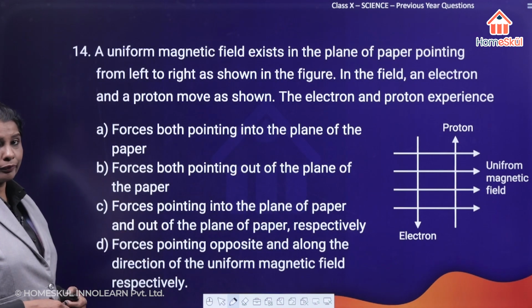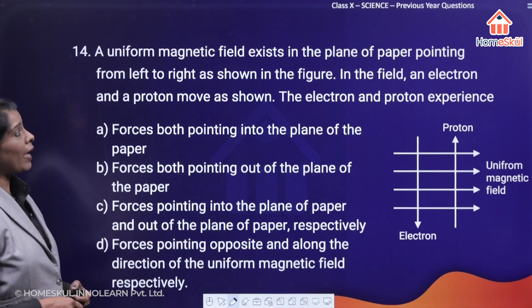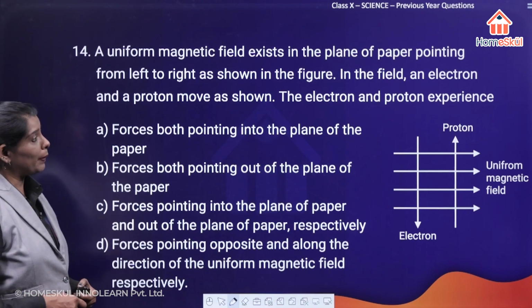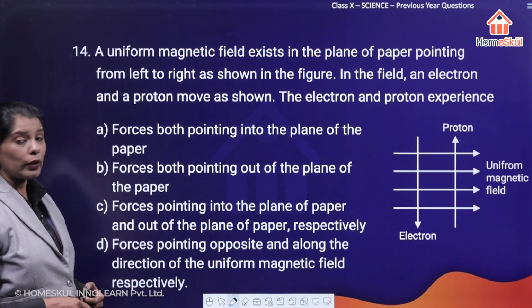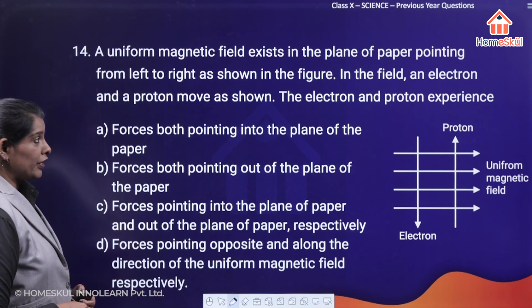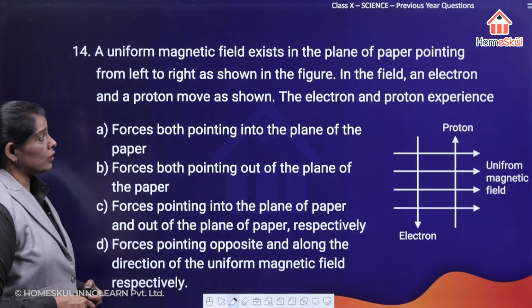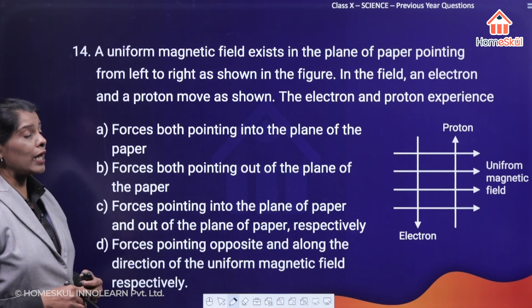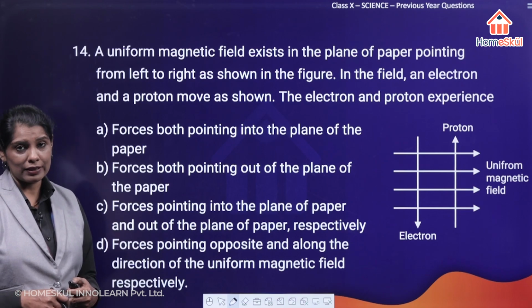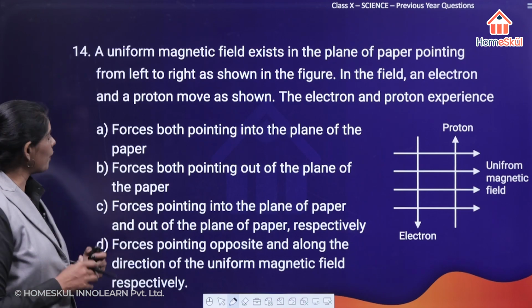Question number 14. A uniform magnetic field exists in the plane of the paper pointing from left to right as shown in the figure. In the field, an electron and a proton move as shown. The electron and proton experience. Let's see the options.